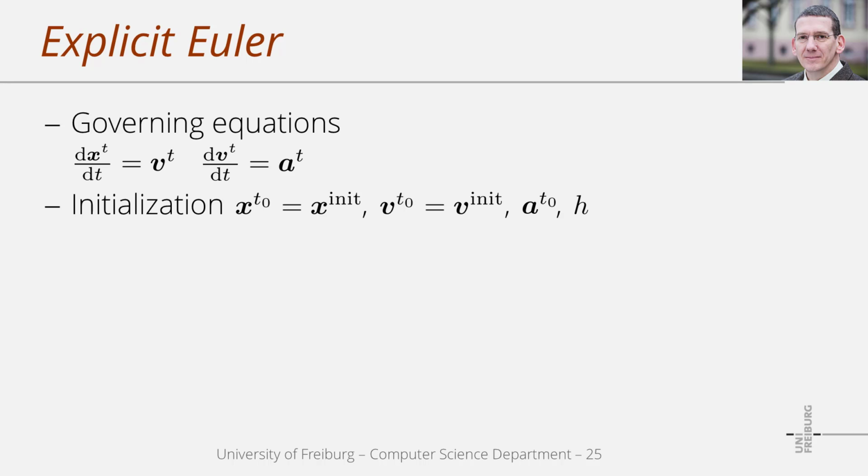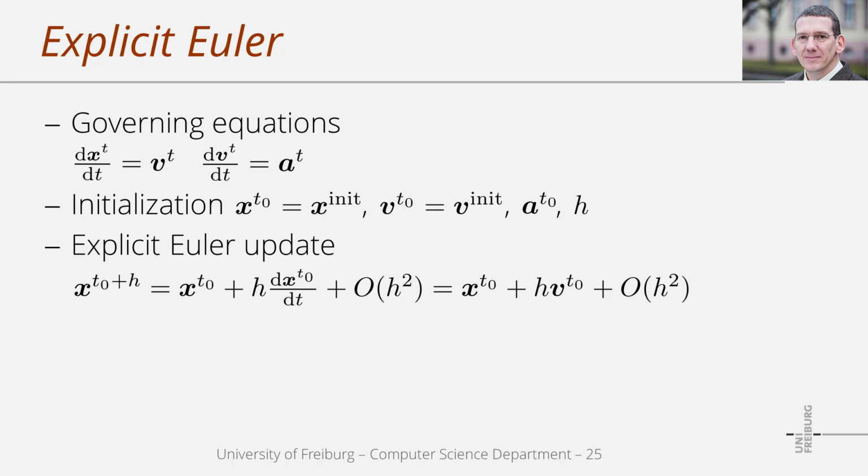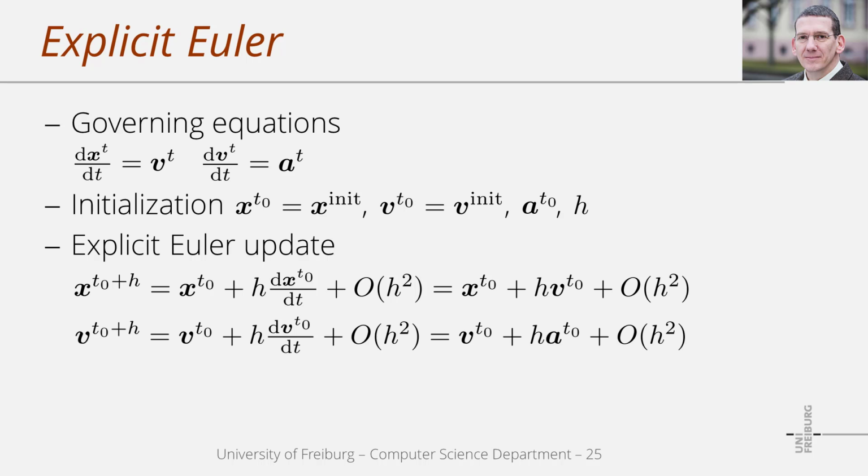We also define some time difference or time step h. Now the explicit Euler update is used twice, once for the position update and once for the velocity update. We see that the Euler scheme allows us to compute an unknown position at t0 plus h from known particle quantities at time t0. And the velocity is updated exactly the same way.